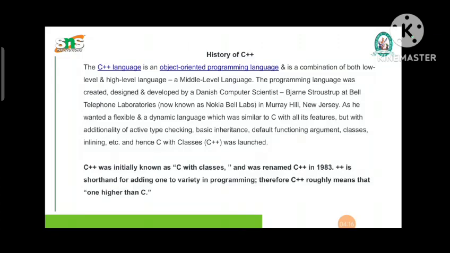C++ is an object-oriented programming language and it is a combination of both low-level and high-level languages, a middle-level language. The programming language was created and designed in such a manner that all its features are built in, additionally with strong type checking, multiple inheritance, default function arguments, classes, inlining, etc. C++ was initially known as C with Classes and was renamed C++ in the year 1983. ++ is a shorthand for adding 1 to a variable in programming. Therefore, C++ roughly means one higher than C.